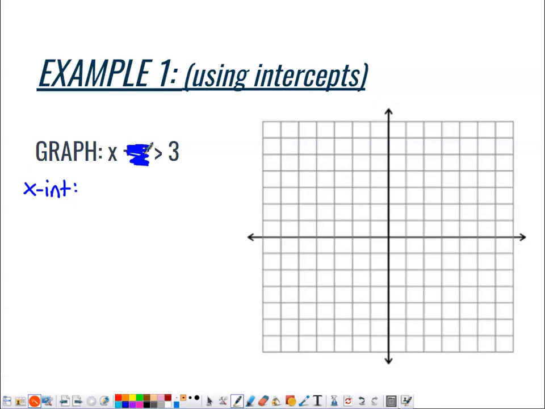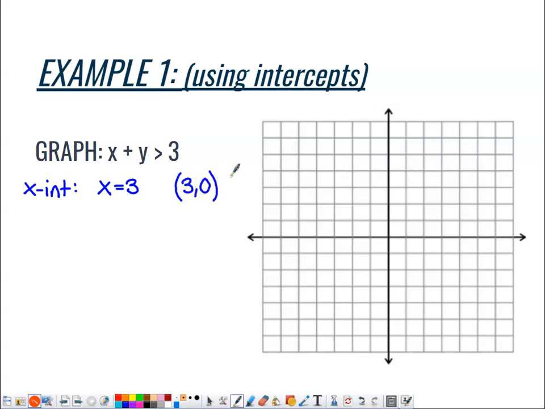So look what's left over. We have x. We're going to pretend that this equals 3, because we're looking for the x-intercept. So I'm just left with x equals 3. There's no equation to really solve here. It's already solved for. So the x-intercept is (3, 0).